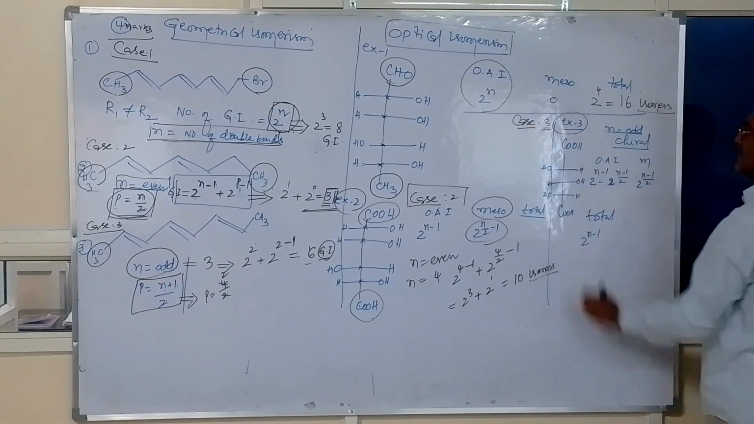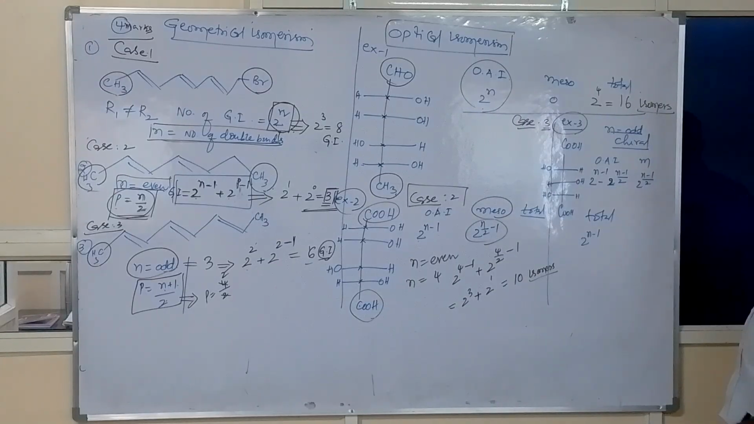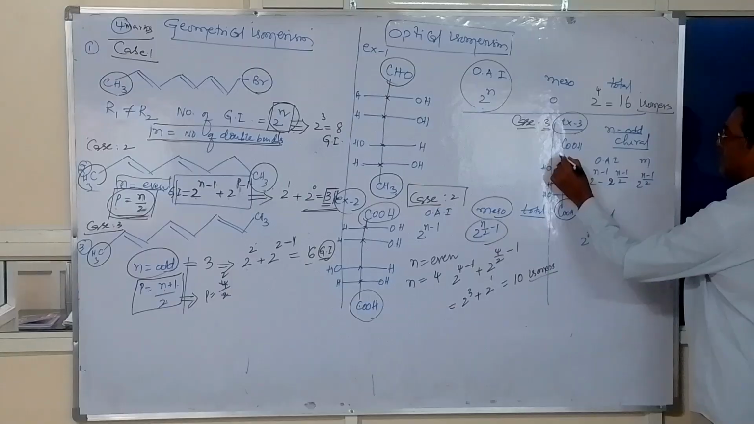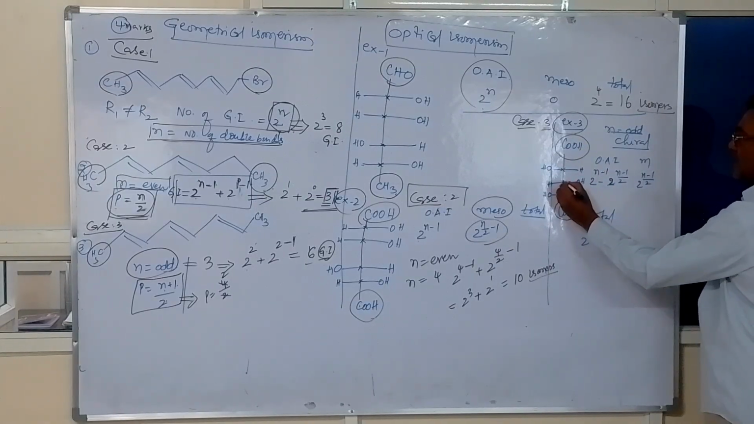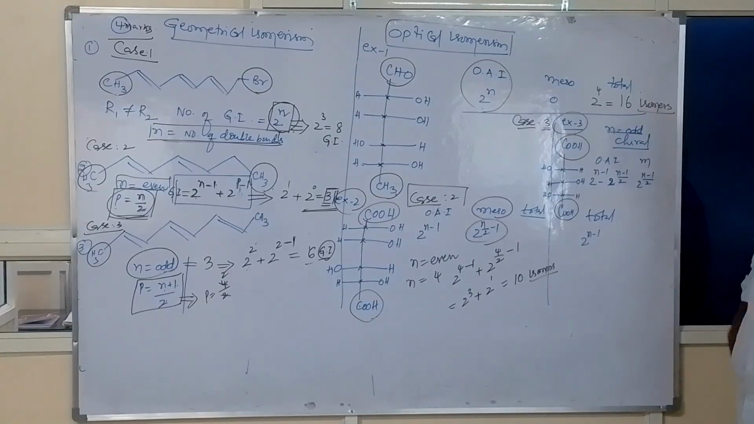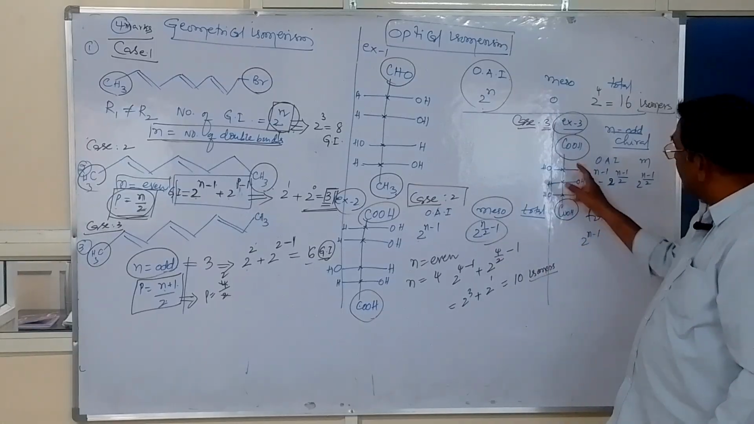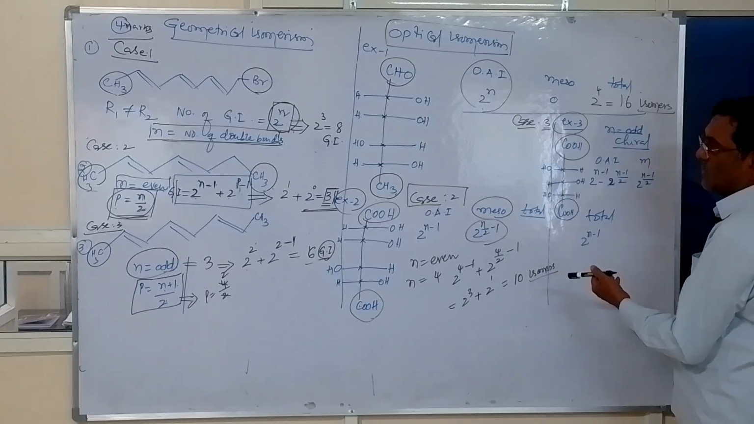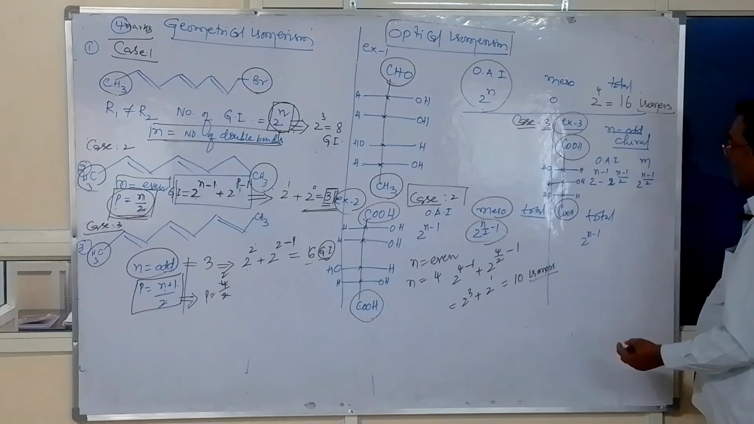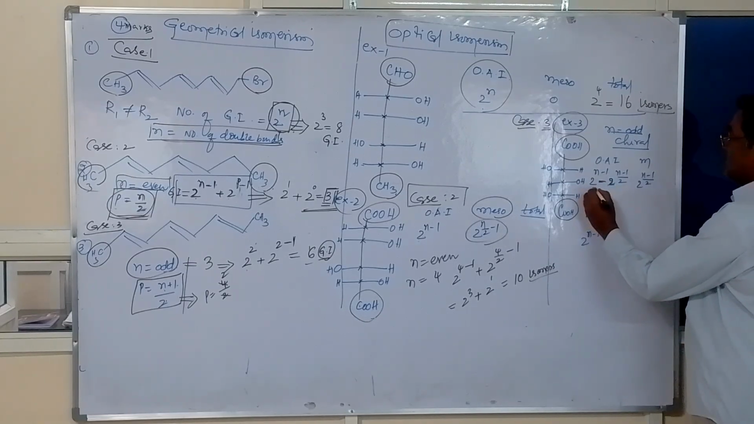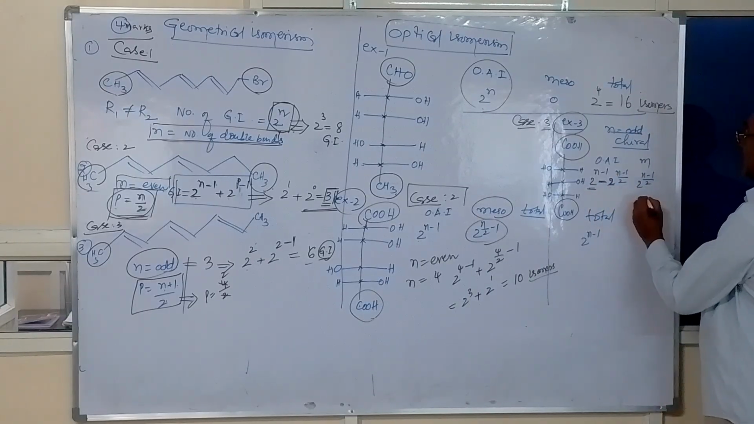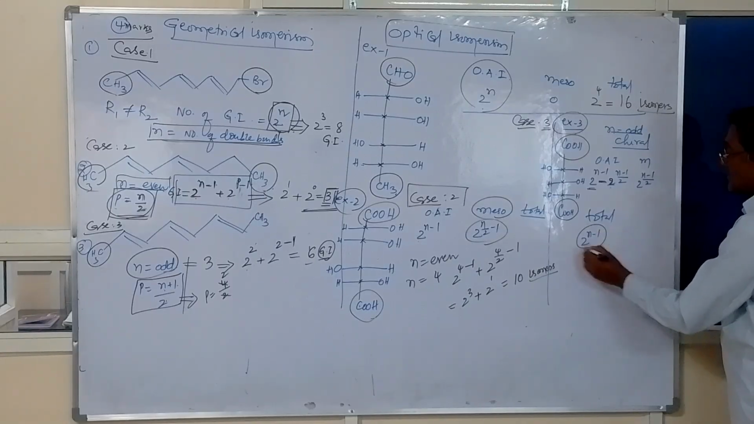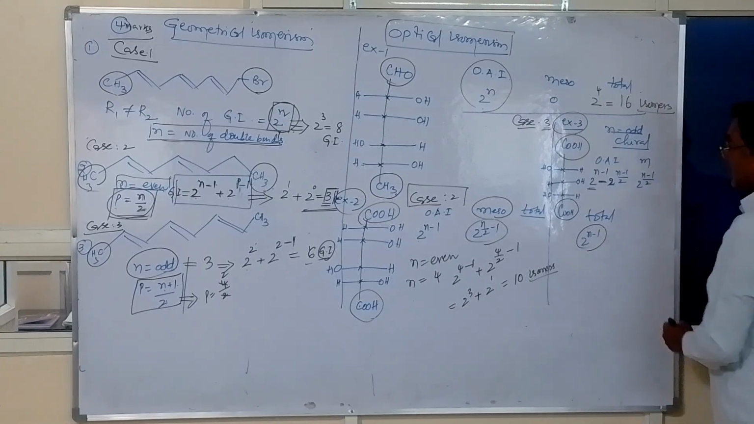Coming to case 3. What is case 3 here, children? The terminals are the same, no doubt, but the number of chiral centers is odd. So when the number of chiral centers is odd, let us verify this, children. Compare these two also. Whenever n is odd, the formula is 2 to the power n minus 1 minus 2 to the power n minus 1 by 2. And total isomers are 2 to the power n minus 1.